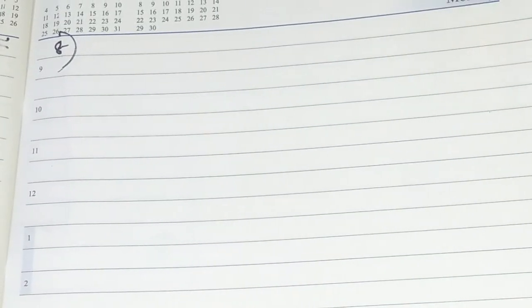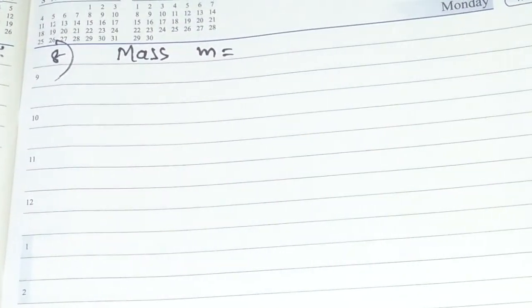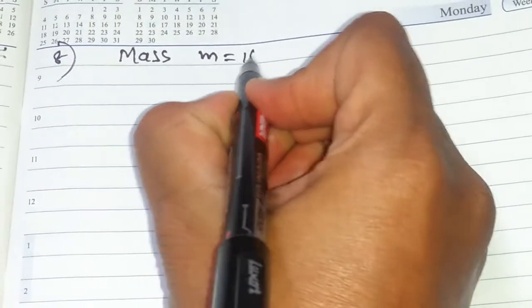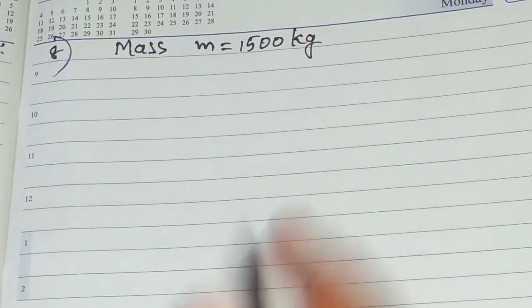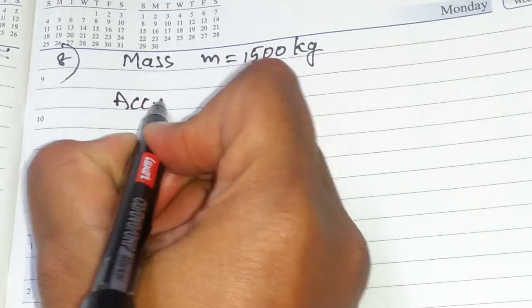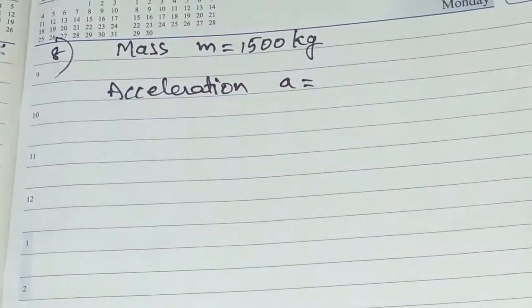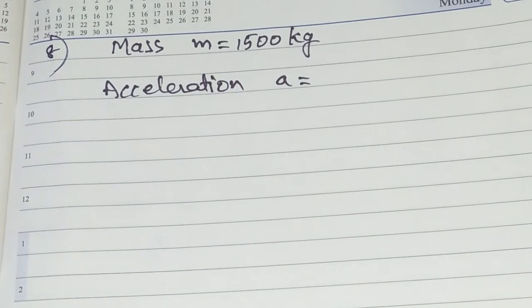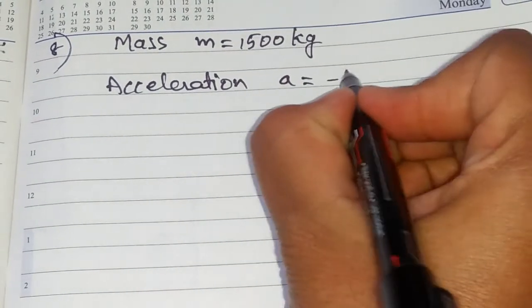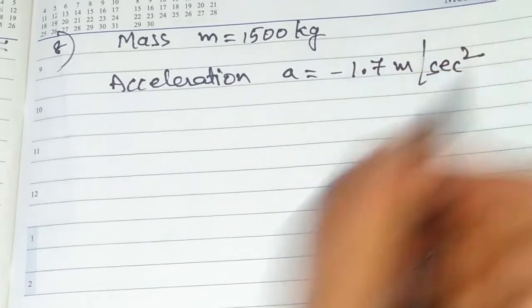Now, here in this 8th question, what is given, children? Mass is given. I am writing it here as m. What is that mass given here? 1500 kilograms. Then, what is the acceleration? Acceleration A is equal to, what is the acceleration given here? It is a negative acceleration, deceleration or retardation. What is the value given here? Minus 1.7 meters per second square.